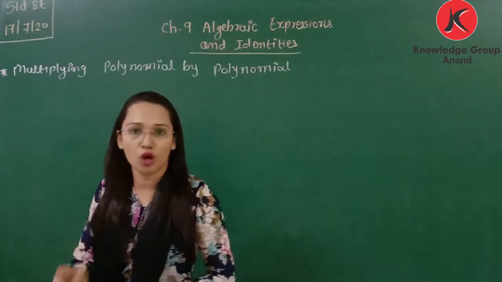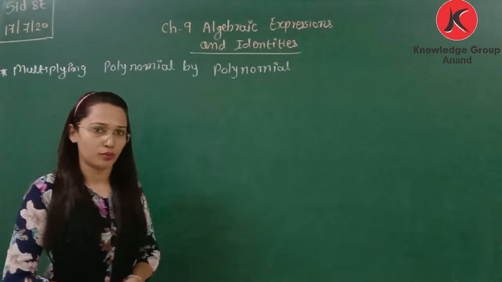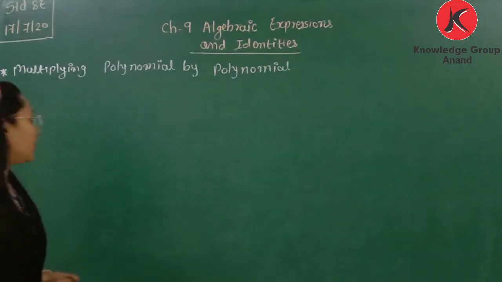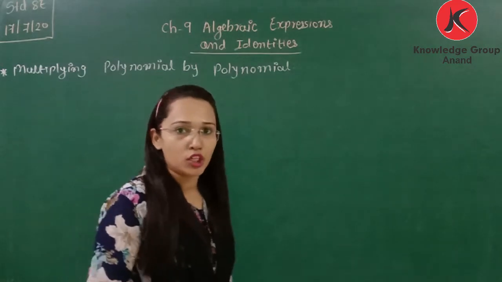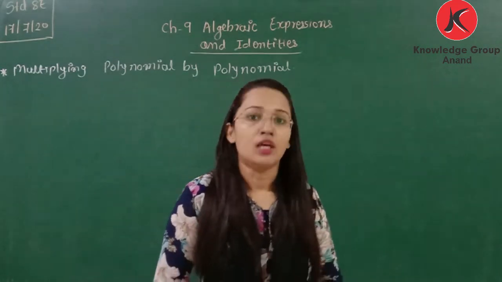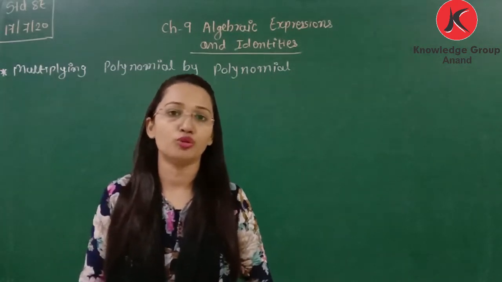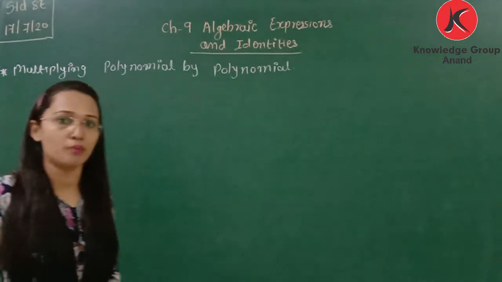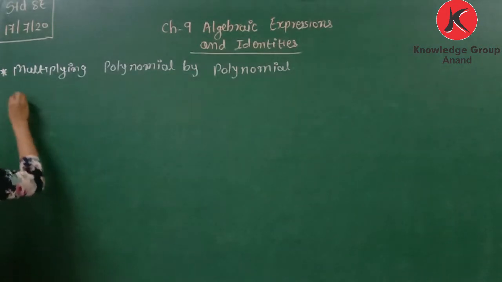Means one term is a monomial and the other expression can be a binomial or trinomial. Okay. Today we will learn multiplication of polynomial by polynomial. Now what is a polynomial? A polynomial is an expression which has more than one or two terms, okay, meaning many terms. So let's take one example.